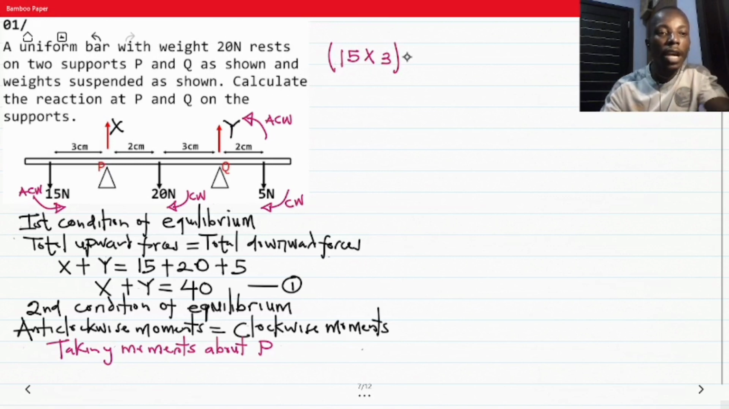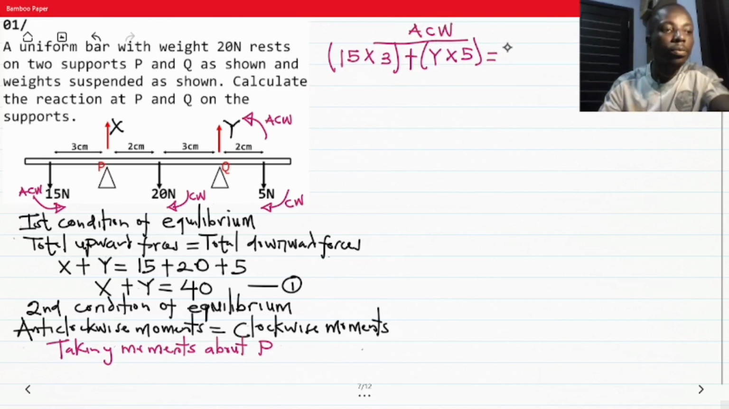Then since I have another force here, I have another anti-clockwise moment, that will be plus Y, the unknown, times 3 plus 2, that's 5. I close the bracket, equals to, so this is the anti-clockwise. Then I will go for the clockwise now.